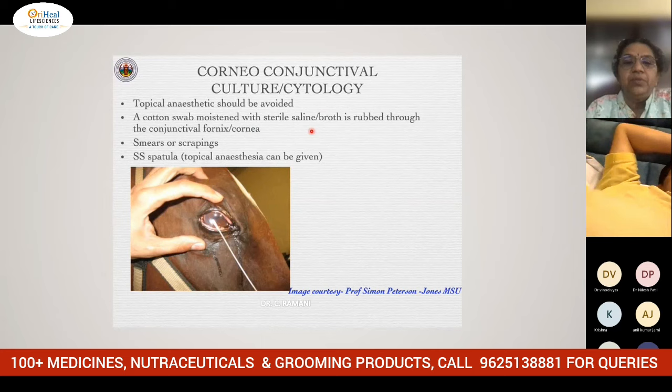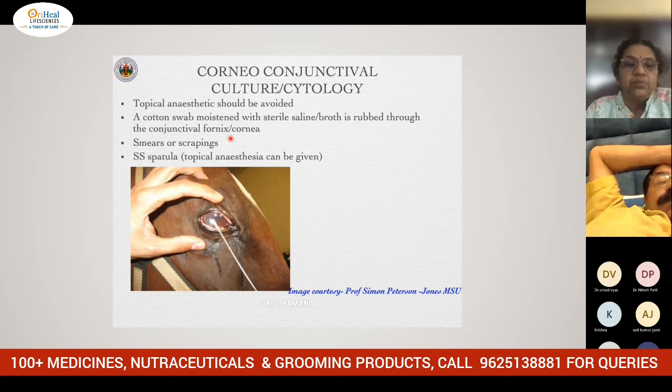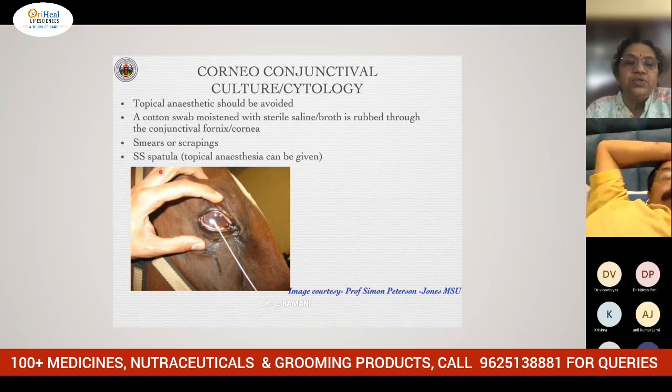A cotton swab moistened with sterile saline or broth is rubbed over the corneal surface and or the conjunctival fornix, and that is how you are supposed to take a swab. And then you can also use a spatula under topical anesthesia.